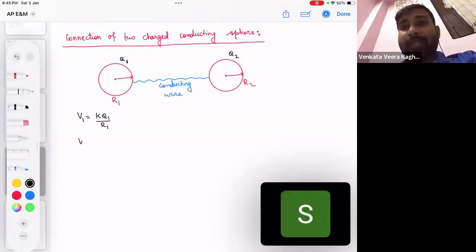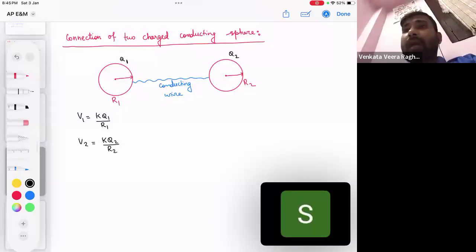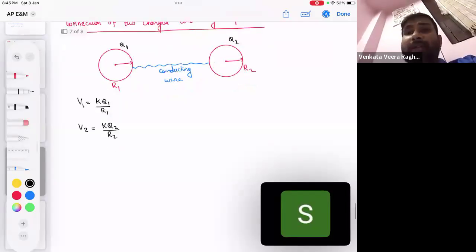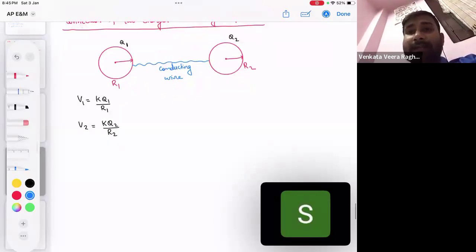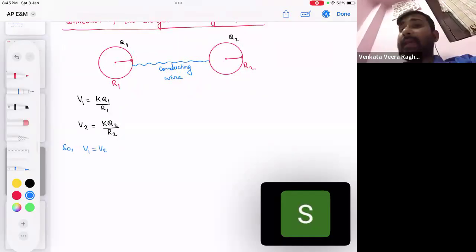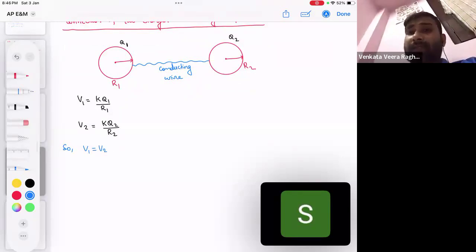What is the potential of sphere 2? K q2 by r2. So after being brought in contact, can I say that they are in contact with each other or connected by a conducting wire? So they should have the same potential as each other.